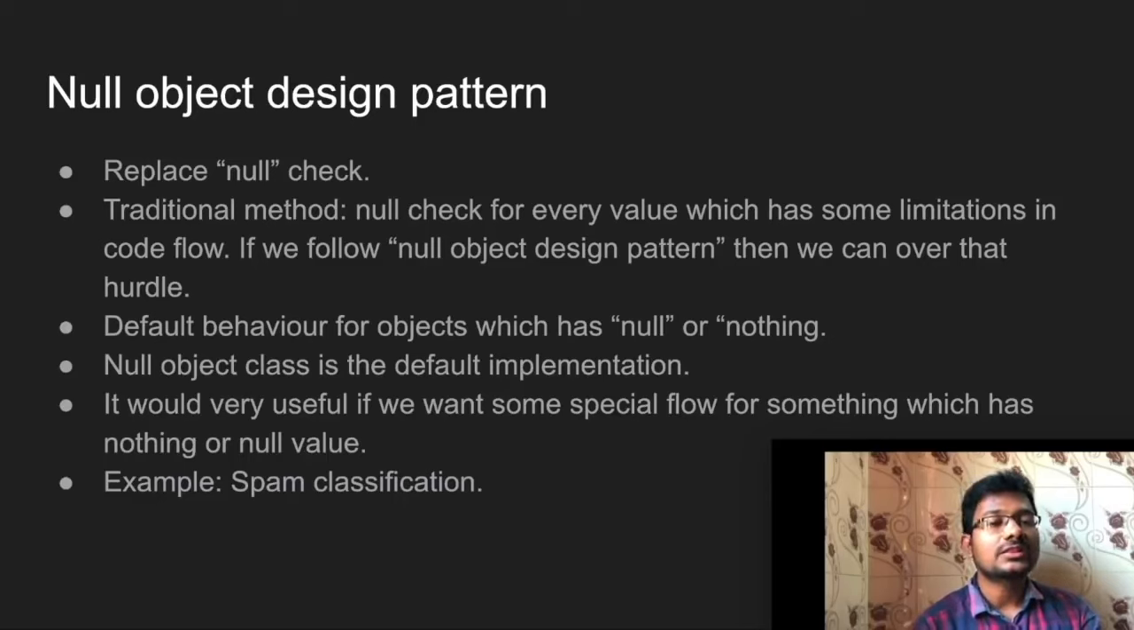So here A not equal to null and B not equal to null are null checks. That is the traditional method, a null check for every value, which has some limitations. If you fail to put in the null check, that would cause exceptions. For example, A equal to null and B equal to 5: null plus 5 will throw a null pointer exception.